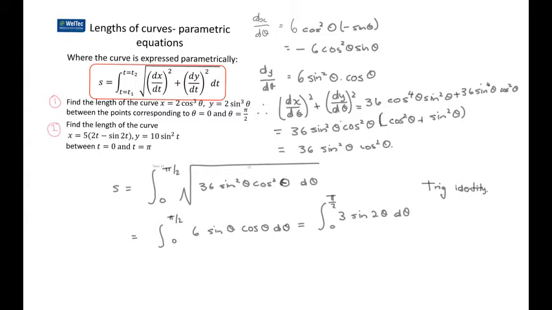So that now makes it very easy. We can put the 3 outside and we can integrate sine 2 theta to give us negative cos 2 theta over 2 between pi by 2 and 0, which gives us 3 times a half minus negative a half, which is 3 times 1, which is 3.